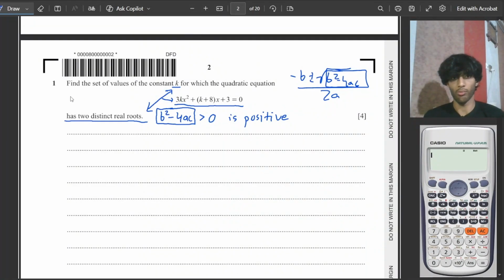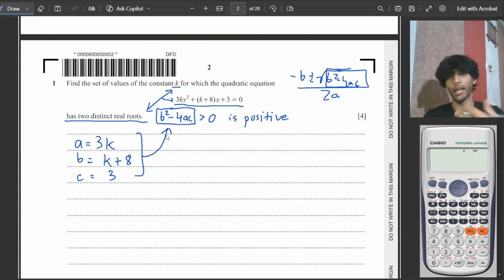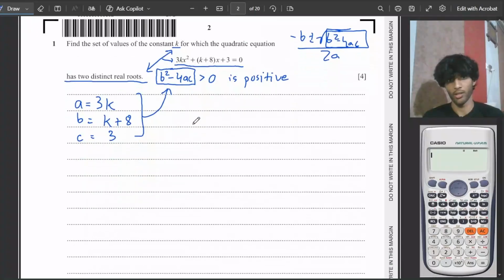Well, first of all, you find what your a is in this equation. And remember, a is the coefficient of the x squared term. Over here, the coefficient is going to be 3k, and your b is the coefficient of the x term, which is k plus 8, and then your c term is positive 3. So these are your a, b, and c terms. Now you put all of these three terms in here, and that's how you're going to get k in this discriminant. So b squared is going to be k plus 8 squared, minus 4 times a, which is 4 times 3k, times that c term, which is 3.